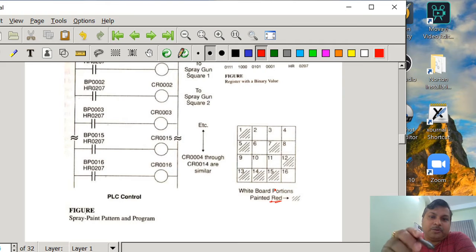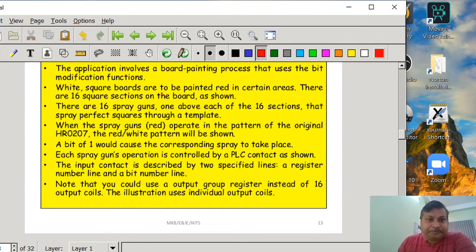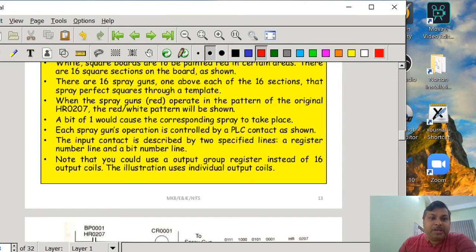Okay, and you can think that over the board, on each of the squares, some spray machines are there, so it is going to spray on that particular square to make it red. Fine. So that's why here it has been told that there are 16 square sections on the board as shown. There are 16 spray guns above each of the 16 sections that spray a perfect square through a template. When the spray guns, that is red, operate in the pattern of the content of HR207, the red and white pattern will be shown. A bit of one would cause the corresponding spray to take place, and each spray gun's operation is controlled by a PLC contact as shown in the function.